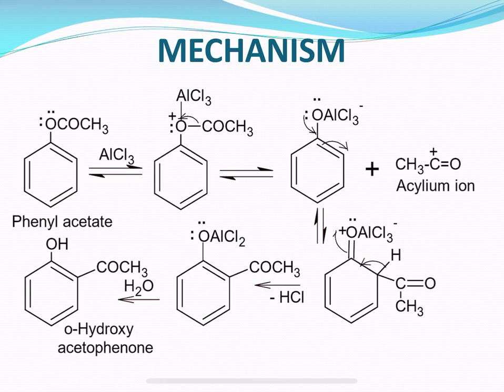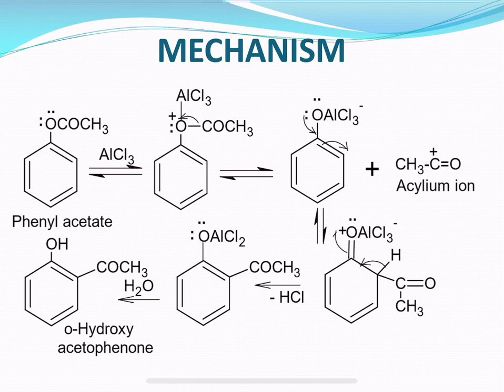So in the first step, the carbonyl group present in the acyl group combines with the aluminum chloride, thereby forming a complex. This is the first step in the reaction mechanism of the Fries rearrangement. Next, the bond between the phenolic oxygen and the acyl complex will become polarized. If you observe here, we can see a polarization.